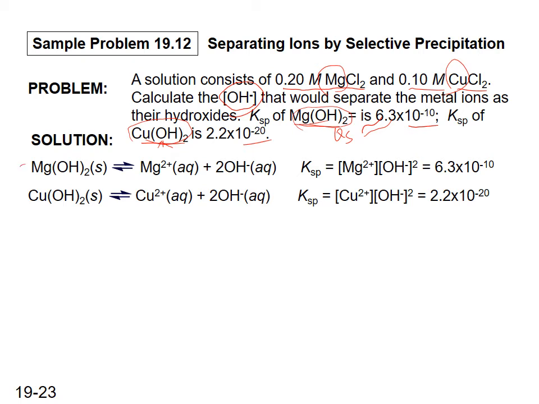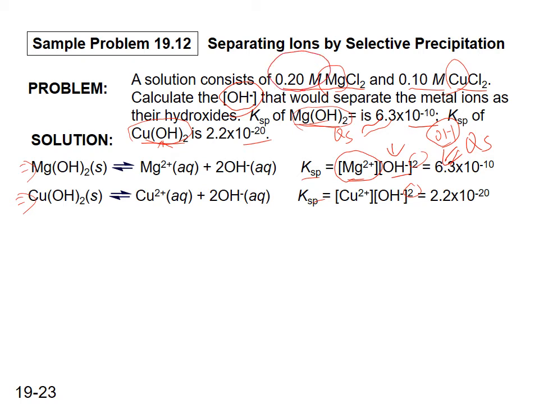So first, let's write the dissolution reaction. This is magnesium hydroxide, and this is copper hydroxide. So the KSP is the metal ion times hydroxide squared. Now we assume we add hydroxide so that the QSP is about this number. That's the maximum hydroxide you can add. From this equation, we can calculate the hydroxide concentration, because the magnesium concentration is given to be 0.2.